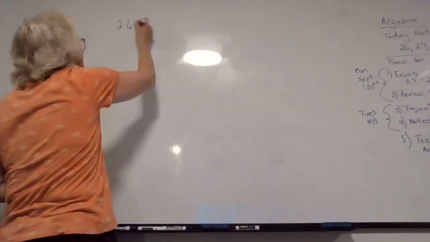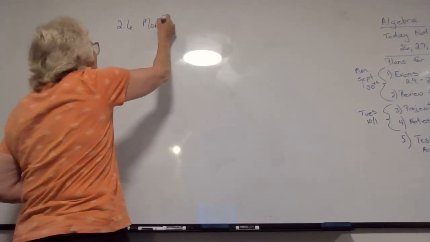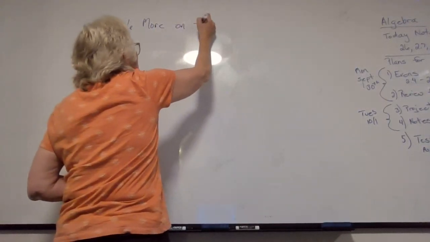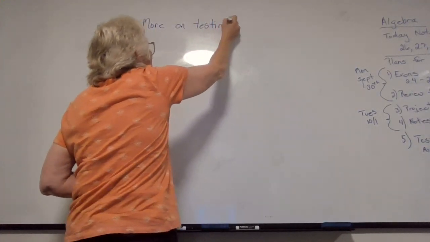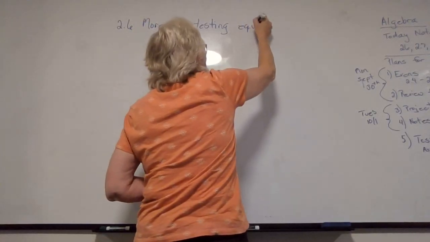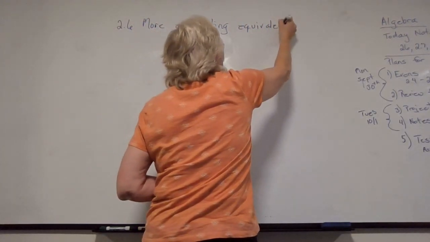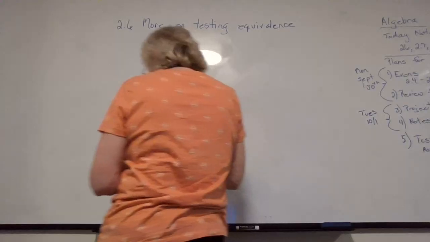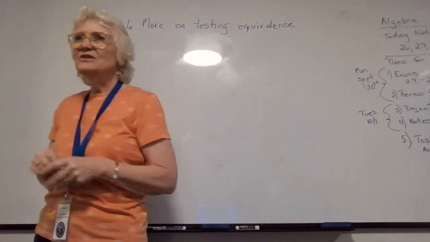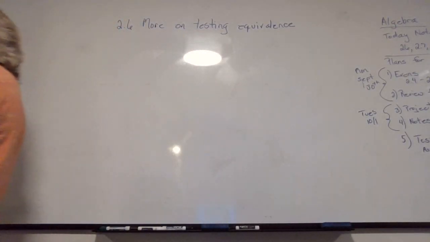So 2.6 is more on testing equivalence. Go ahead. Okay, so the topic of this is more on testing equivalence.